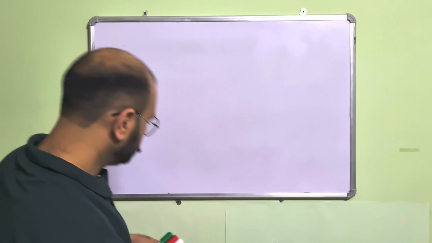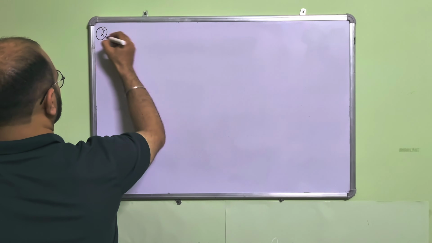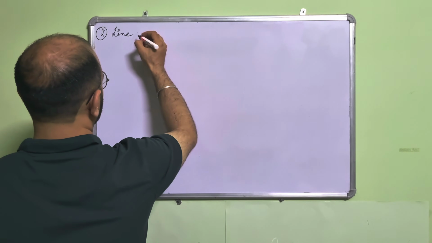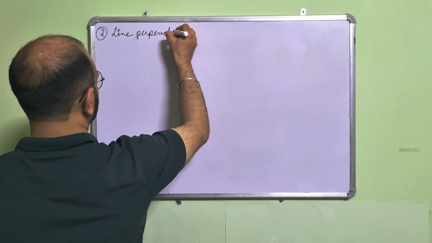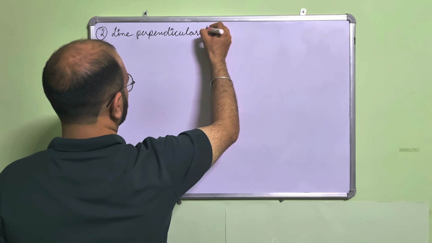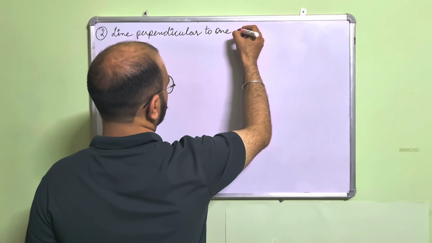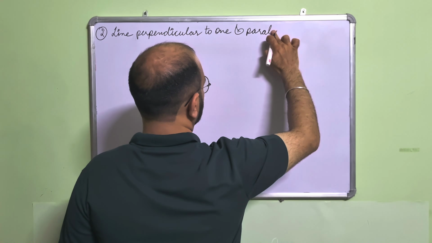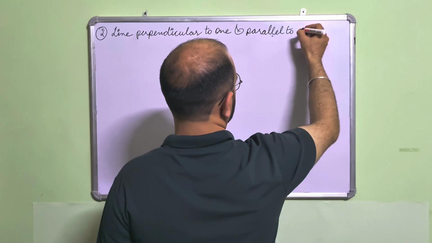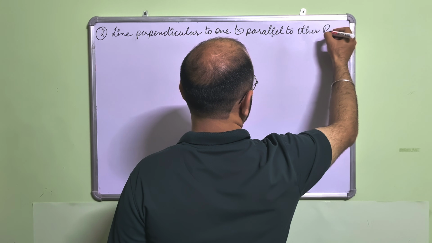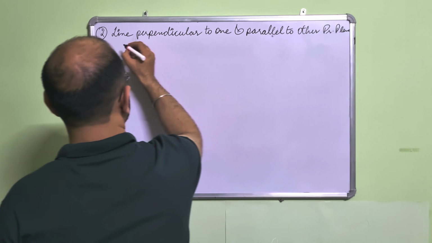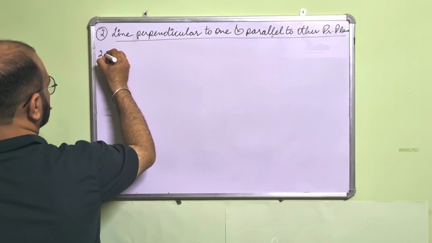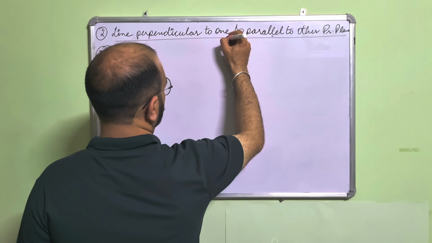The second case is when the line is perpendicular to one principal plane and parallel to the other principal plane. I am writing principal plane like this. Perpendicular to one and parallel to the other principal plane. So this will have two cases. Let us discuss the two cases separately.